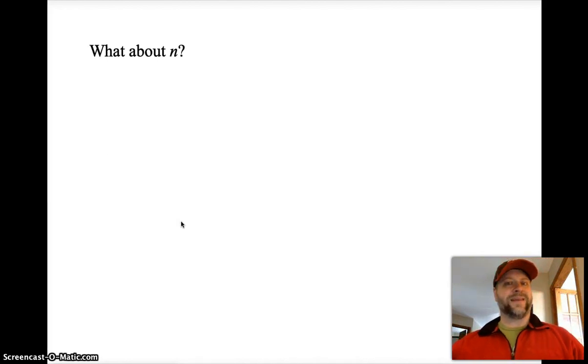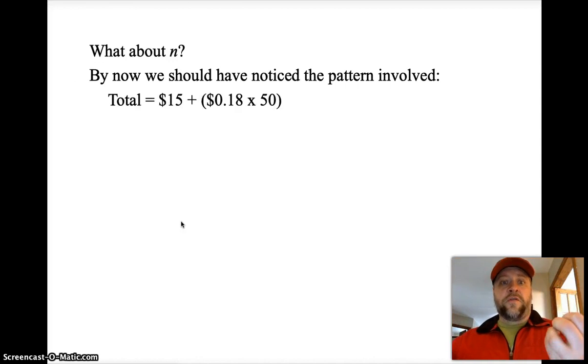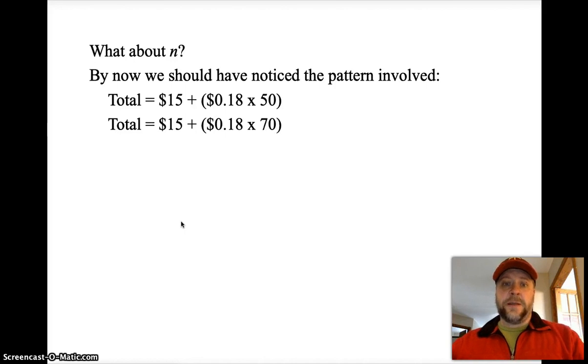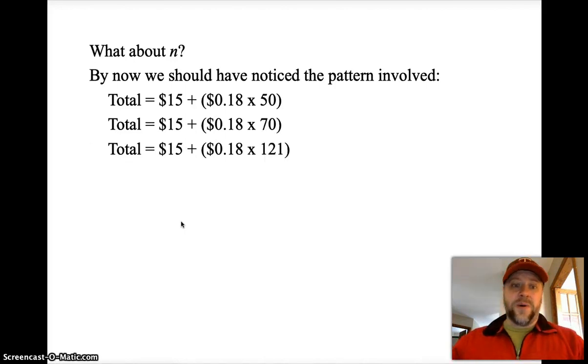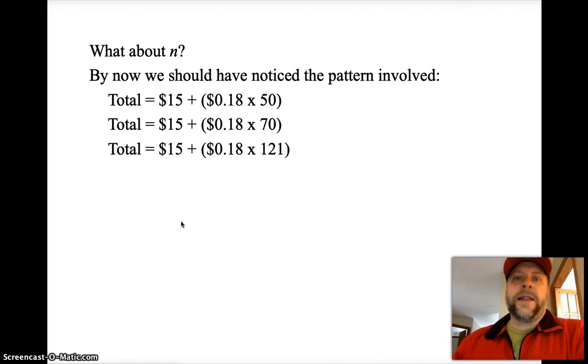What about n? Well, n stands for some number of miles, some unknown number of miles. But we've created a pattern here, haven't we? Our first one was $15 plus 18 cents times 50. Our second one was $15 plus 18 cents times 70. Our third one was $15 plus 18 cents times 121. What is the thing that is changing in each one of these?